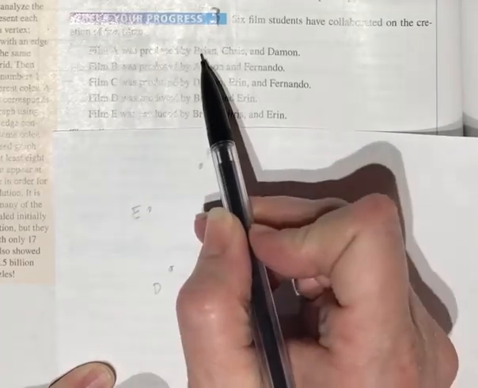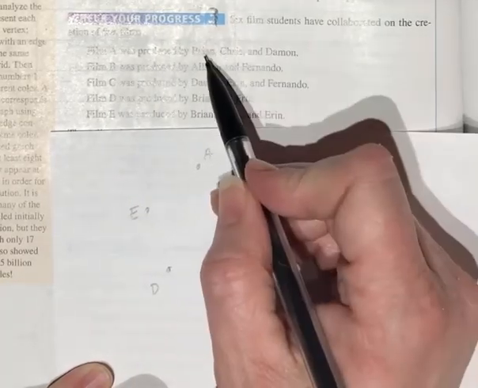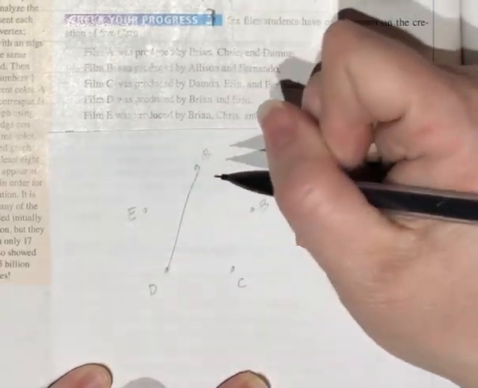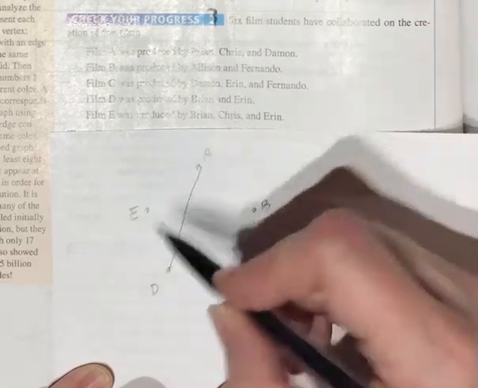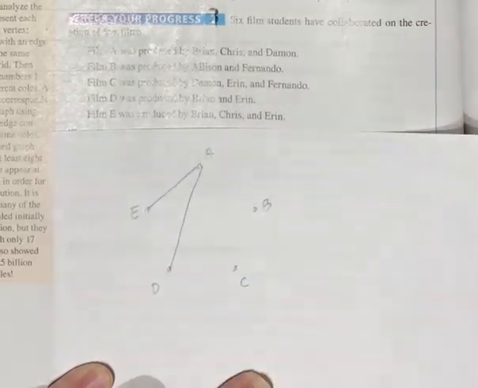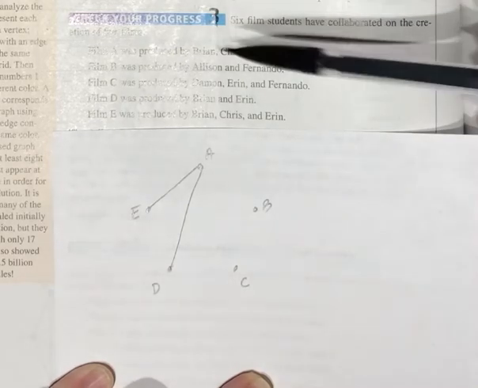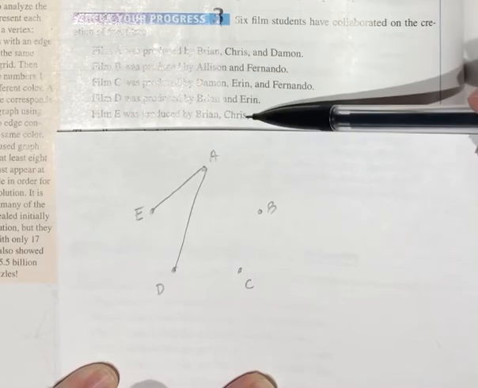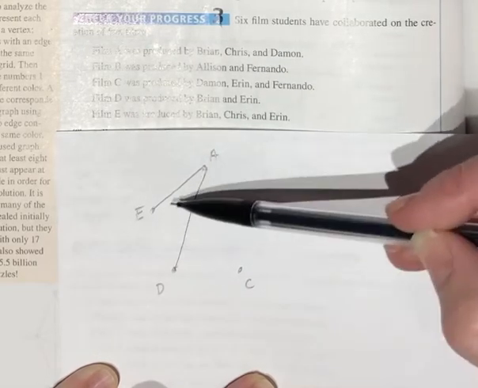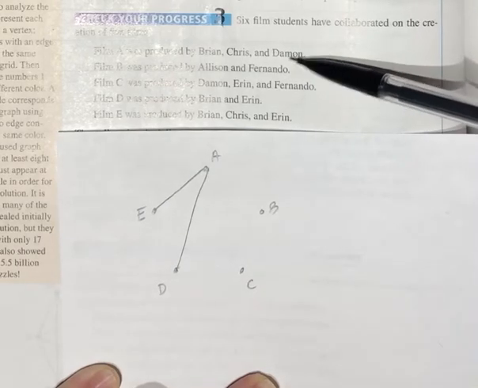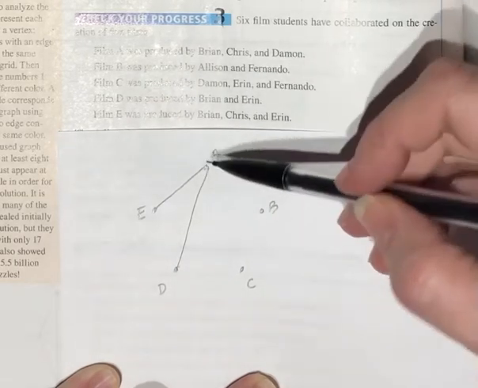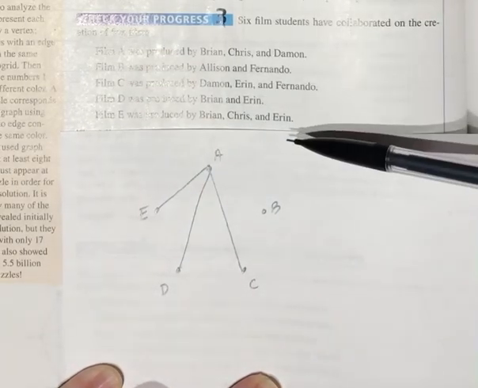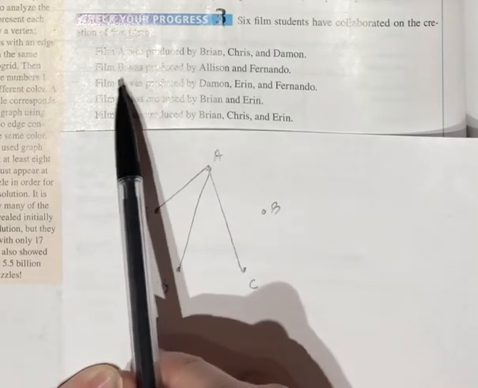So A, we look at Brian. Brian is in A and D, so A and D have a conflict. Brian is in A and E, so A and E have a conflict, okay? Now we have to look at Chris. Chris is in A, and Chris is also in E. We already have that conflict. And then Damon is in A. Damon helped produce C, so there's another conflict. And that's it, okay?